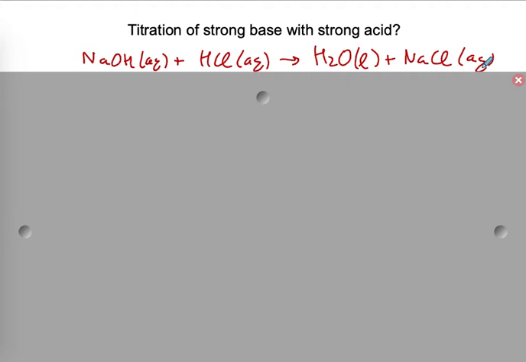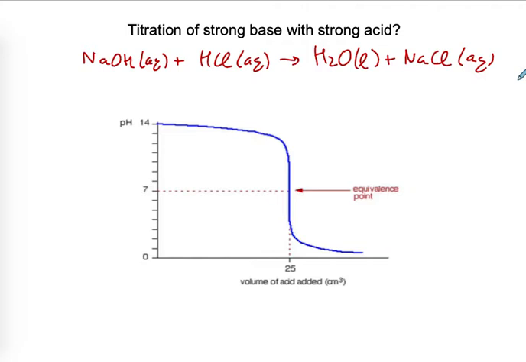Again, the major species present at the equivalence point is going to be sodium chloride. Chloride, being the conjugate base of a strong acid, is non-basic. Therefore, we would also expect a neutral solution. Well, this is pretty much what the titration curve looks like. And as you can see, it is very similar to the titration curve for titrating a strong acid with a strong base. It's simply flipped upside down.